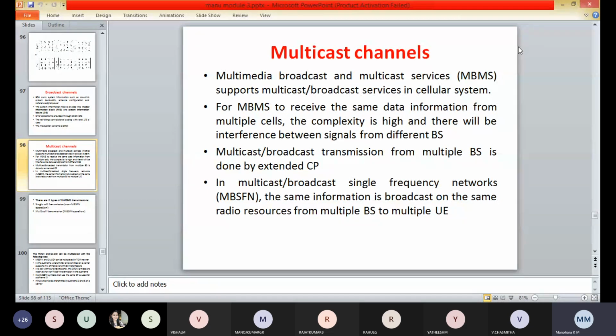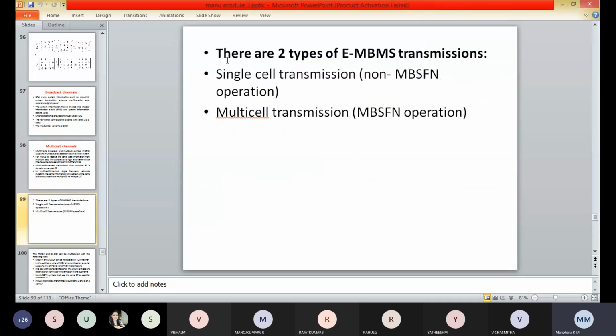SFN operation has already been used in the terrestrial digital video broadcasting system, that is DVB-T. So eMBMS transmission in LTE occurs on the MCH transport channel along with the 7.5 kilohertz subcarrier spacing and the extended CP. Here we have two types of eMBMS transmissions.